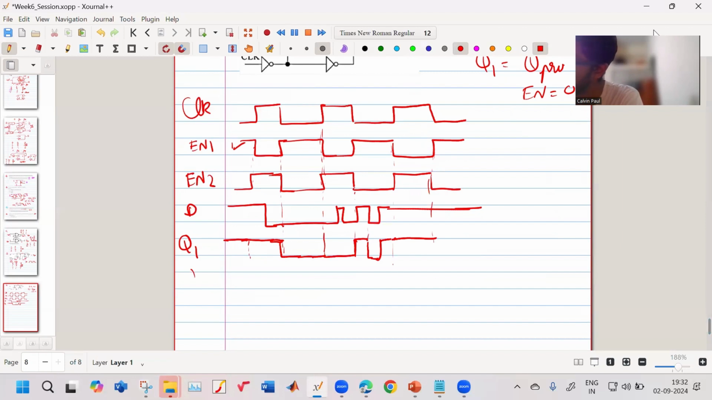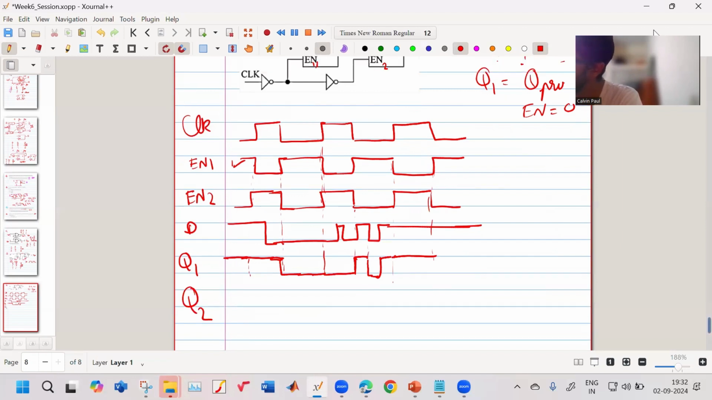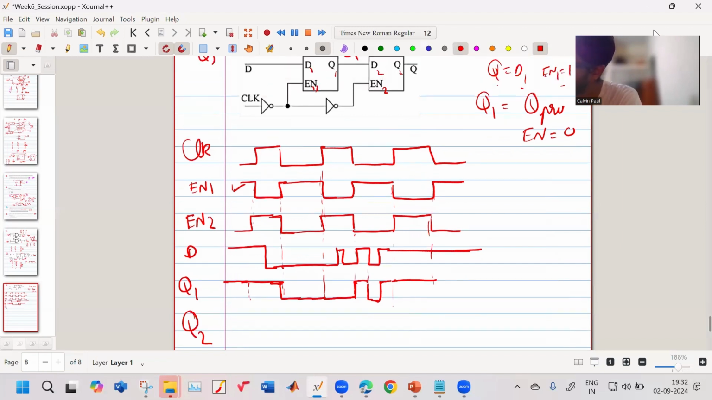Now let us see what happens at Q2. When enable 2 is high, Q2 is equal to Q1. And Q2 is equal to Q2 previous when enable 2 is equal to 0. So enable 2 here is high. At this instant, enable 2 is high, so my Q2 will be high, right?